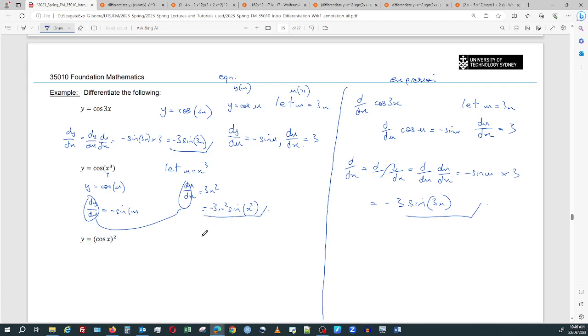Okay, you can check those. So please be careful how you lay these out because it is very, very important. And once again, d/dx of cos x cubed.